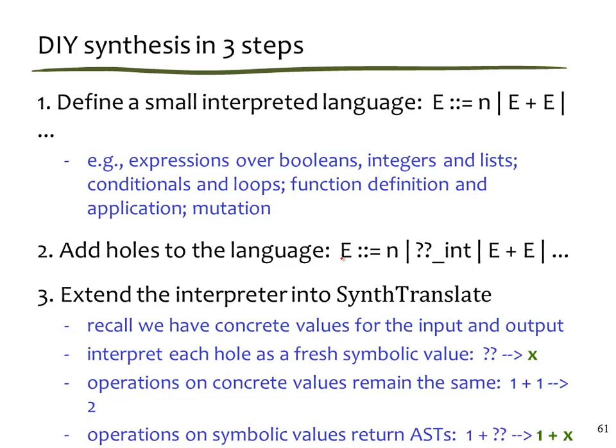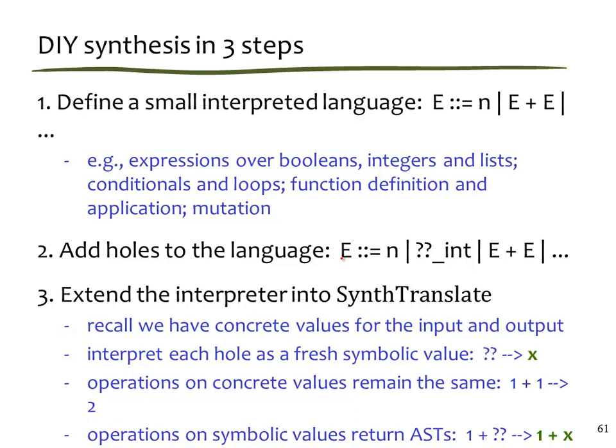How is it going to work? Well, when it sees the holes, it's going to interpret that hole as a symbolic value, a fresh symbolic variable, let's say in this case called x. When it sees an operation on a concrete value, it executes it using the concrete semantics, right? So if the interpreter encounters 1 plus 1, it's just going to return 2. It's not going to do anything clever. When it sees an operation on a symbolic value, however, it's going to return a symbolic syntax tree that encodes the meaning of the symbolic operation.